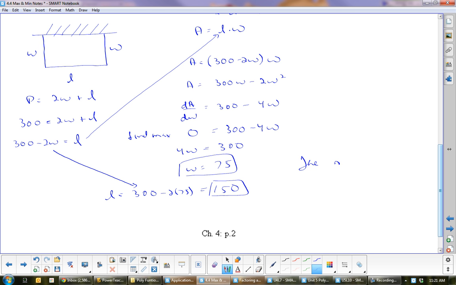So the max area. I didn't ask for the max area. You could put that if you wanted to. But the max area occurs when L equals 150 meters and W equals 75 meters. Okay, those are kind of nice ones, right? Unfortunately, it's not going to stay that nice.